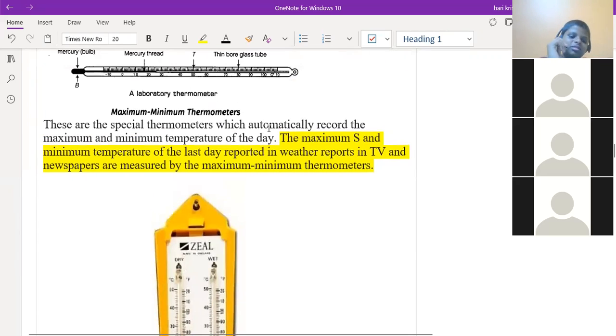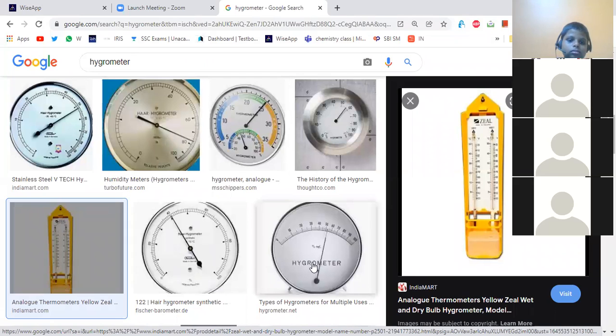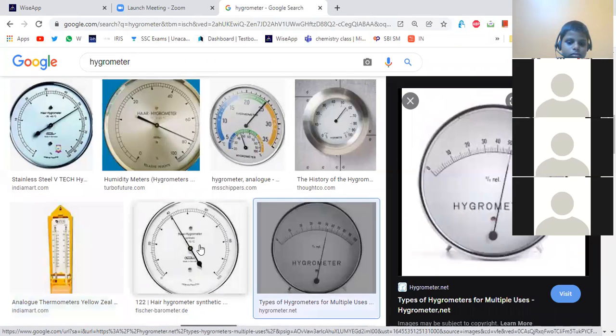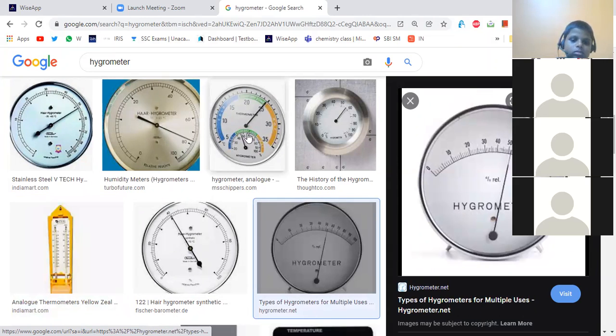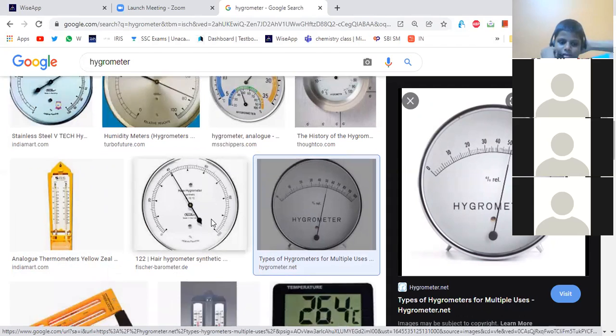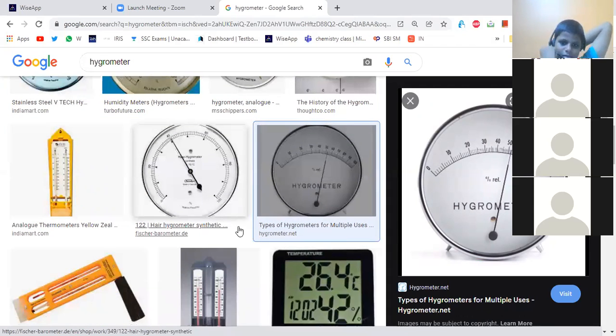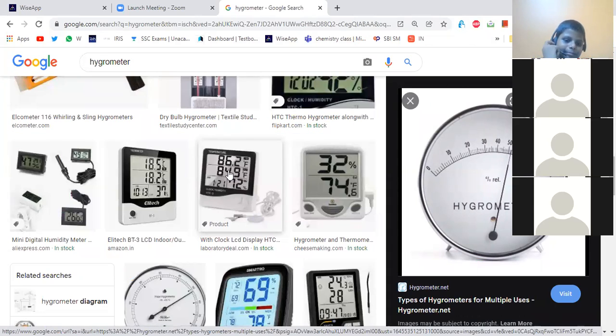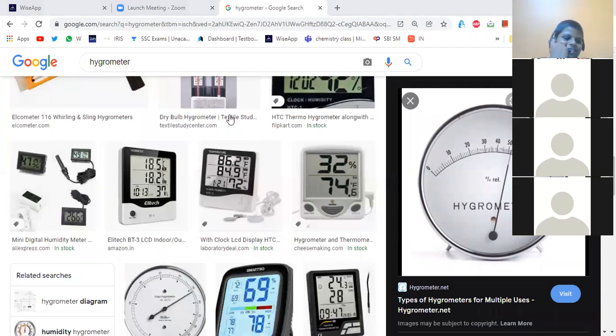If you see the new one, it looks like a magnetic compass, simple. This is a new model. Sir, how can it measure? Where is the thermometer? The thermometer is not used in the new one. They use other techniques, so you will get the readings directly, like this. This is the new digital one.